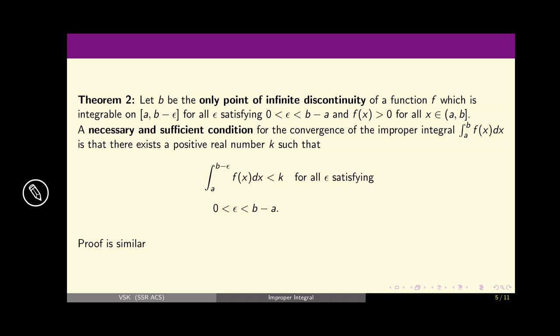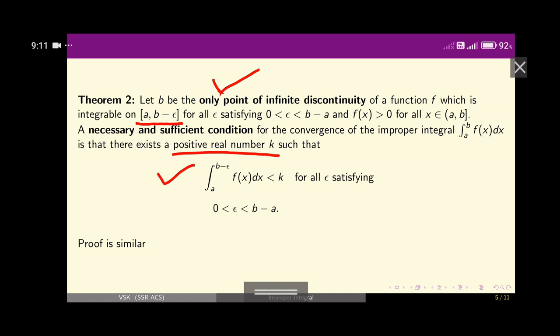Now let us see theorem number 2. Here the proof is similar to that of the previous theorem. Here, in place of a, b is the only point of infinite discontinuity and all assumptions are the same, and f is integrable on a to b minus epsilon, in place of a plus epsilon to b. So the necessary and sufficient condition is this: there exists a positive real number k such that the integral from a to b minus epsilon of f(x) dx is less than k for all epsilon satisfying this. So the proof is very similar. You can try it. It's very easy.